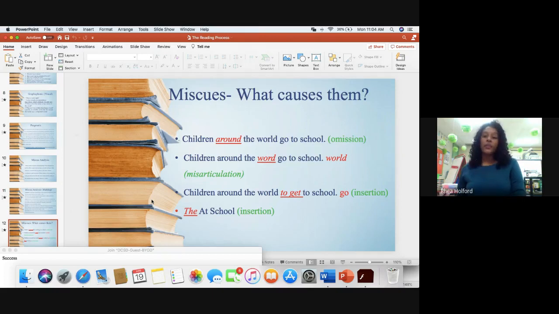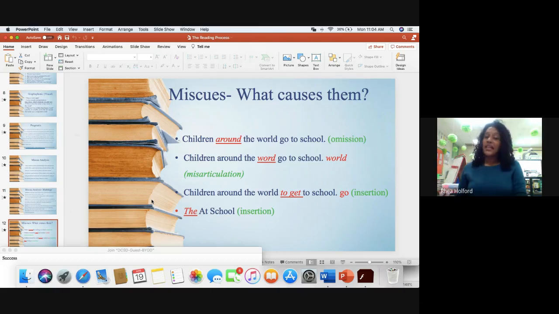So, children around the world go to school. Leticia omitted the word around. So with the omission of around, it changed the meaning of the sentence. Also, children around the world go to school. There was a misarticulation. She said word instead of world.